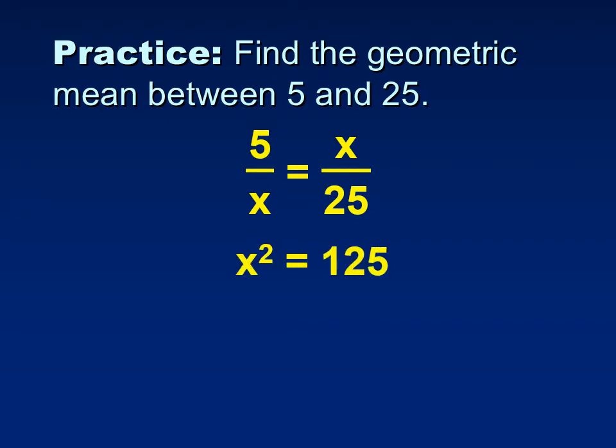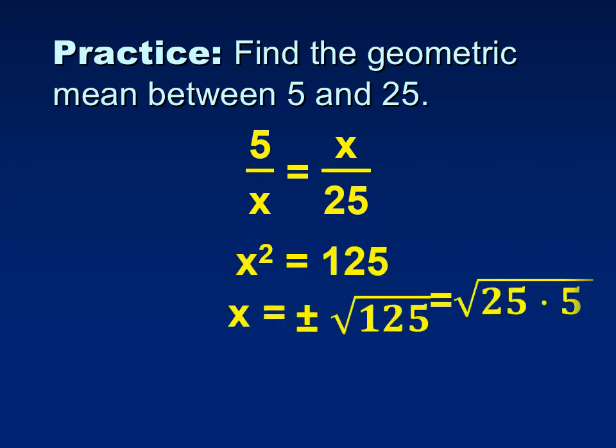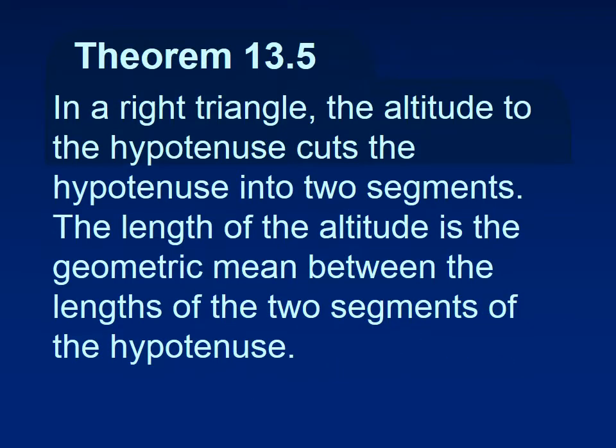So 5 times 25 is 125. But the square root of 125, I can't take the square root of it. However, it can be simplified. It can break down to 25 times 5. And I can take the square root of 25. The square root of 25 is 5. So I've got 5 square roots of 5. If I put that in my calculator, I would get approximately 11.2.